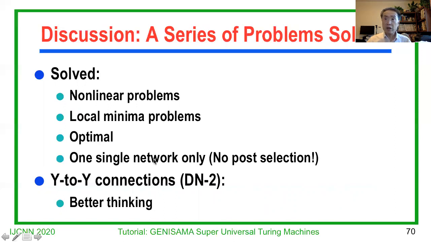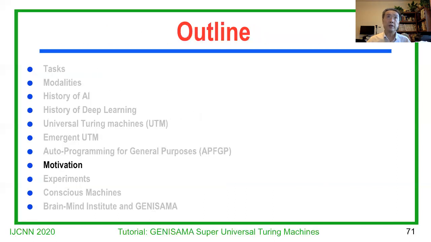With a single network only, we don't use post-selection. And the DN2 has white-to-white connections, so it becomes a higher order Markov model, all right? For better context, better learning. And later on, when it learns, it has its own purpose. It's really thinking. Thinking is automatically formulated in Turing machines, emergent Turing machine.